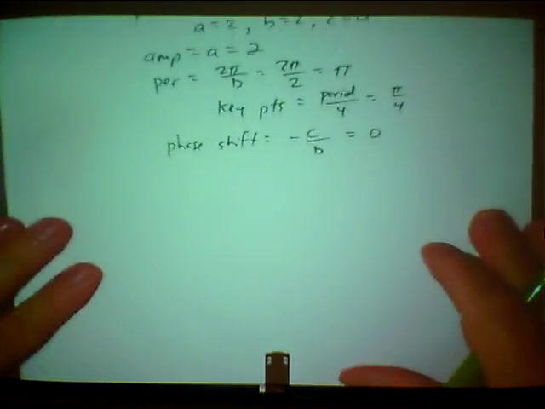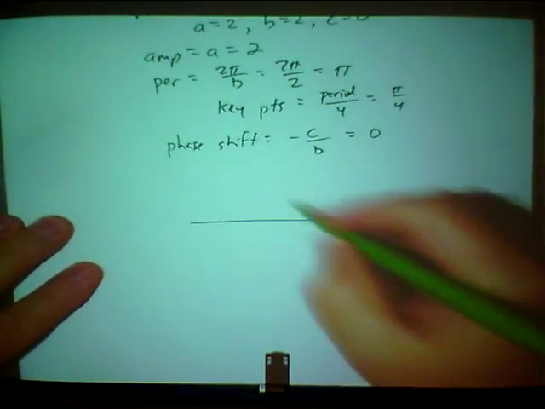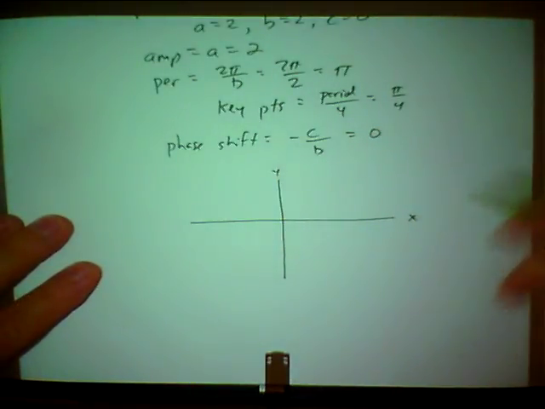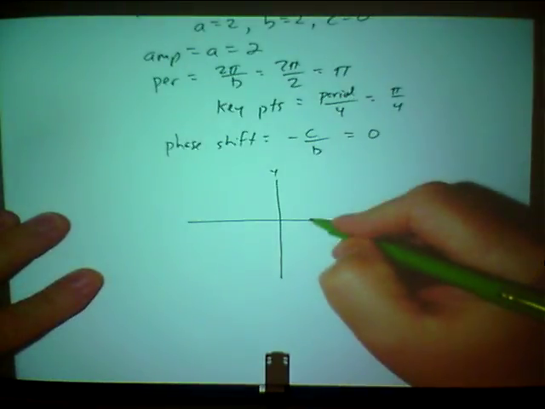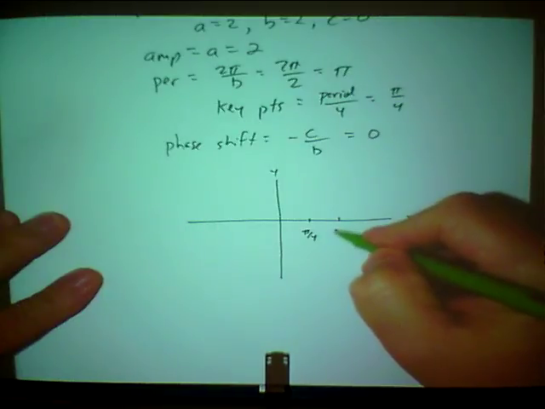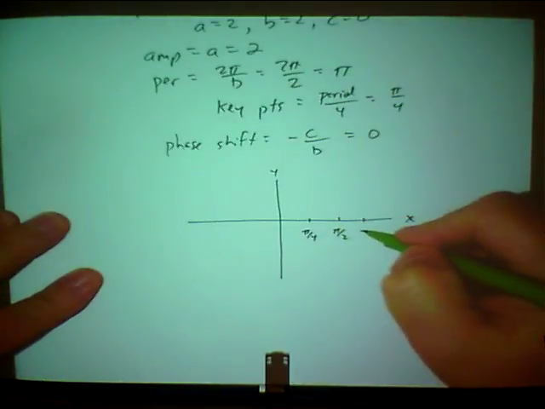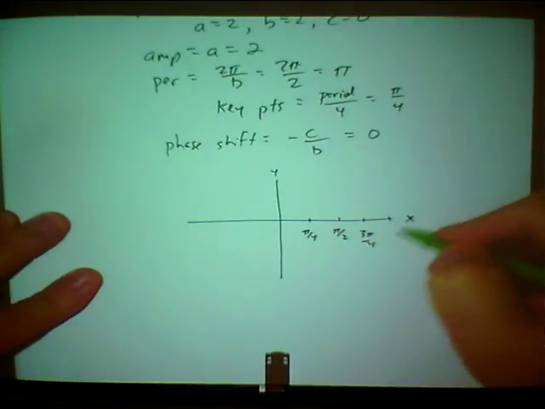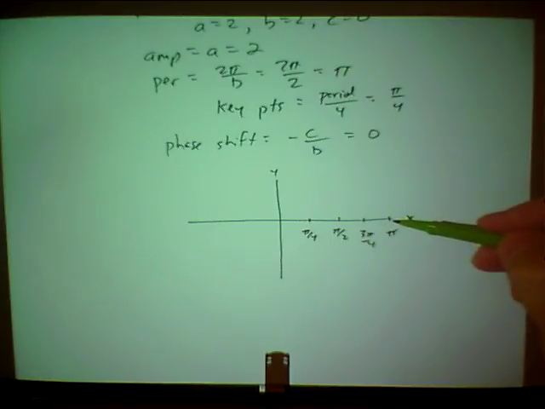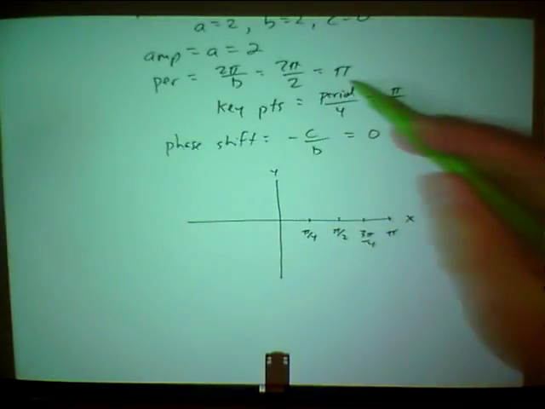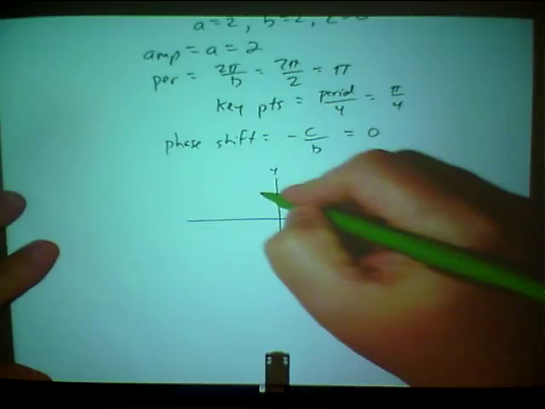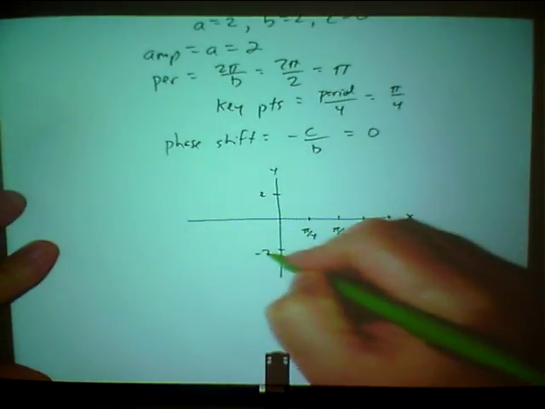So now if I want to graph this, for my x-axis, I use my little key point calculation. So every pi over 4 is going to be a tick mark. So there's pi over 4, pi over 2, 3 pi over 4, and then pi. Once again, when I do 4 tick marks, I will have ended up getting to my period. My period's pi. Since the amplitude is 2, on the y-axis, I'll mark 2 and negative 2.